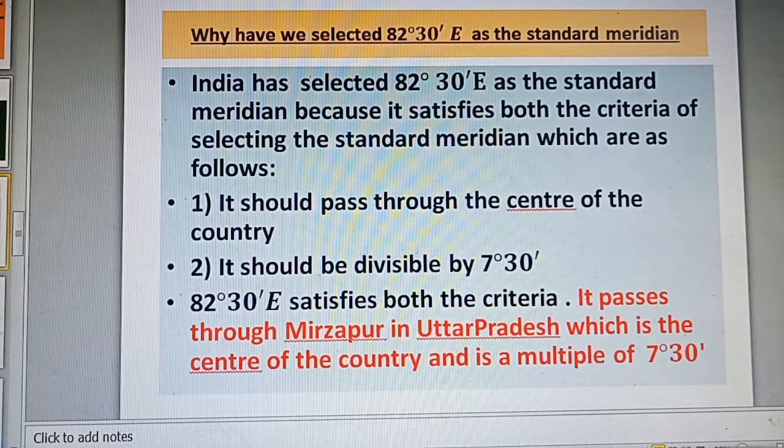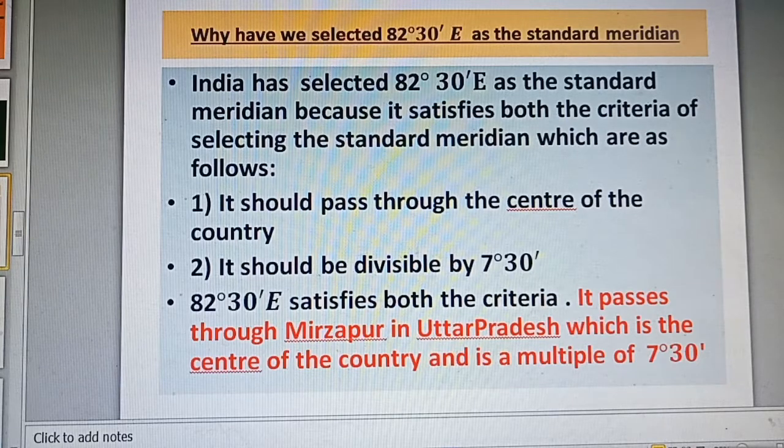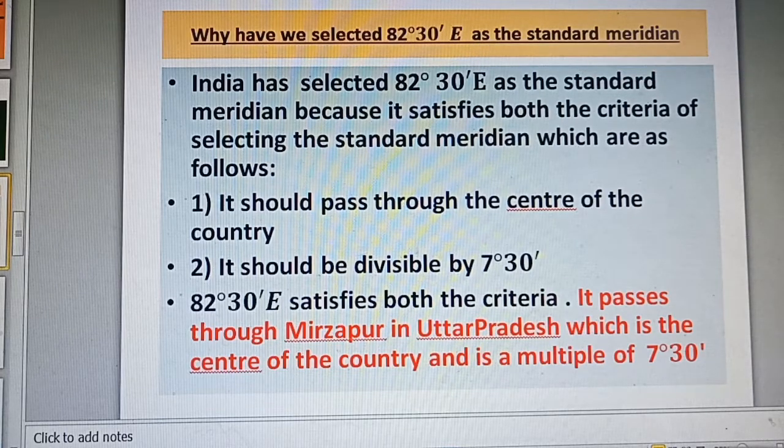meridian. As we have studied that there are 29 longitudes passing through India and each longitude represents one regional time. So, if there are 29 longitudes passing through India, that means there are 29 regional timings. So, if we go according to the regional timing, there will be a lot of confusion because in different places there will be different timing. So, in order to adjust the watch, every country selects one standard meridian and India has selected 82 degree 30 minute east as the standard meridian.